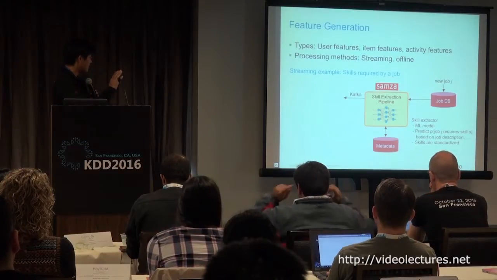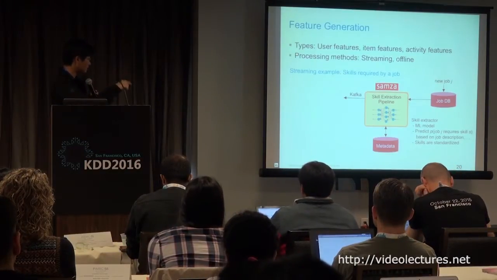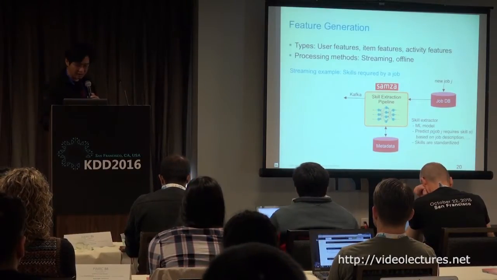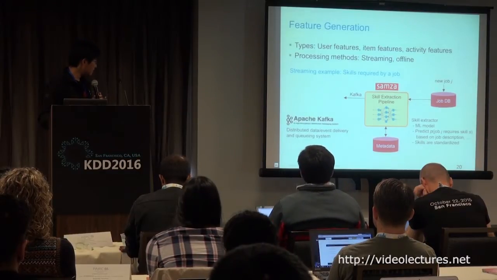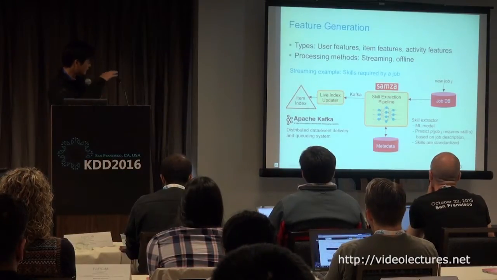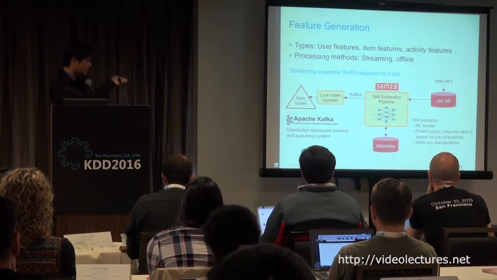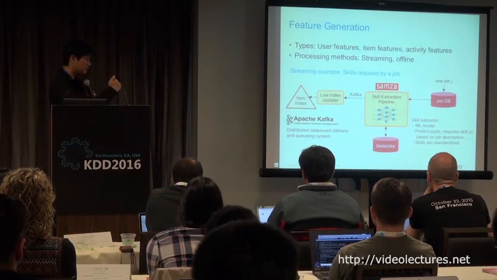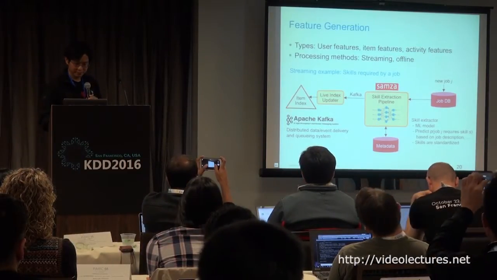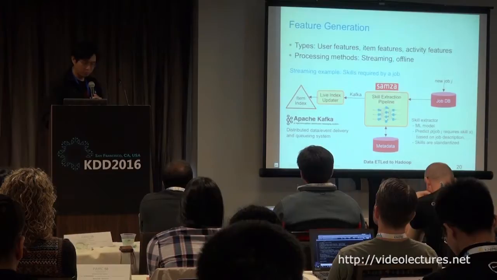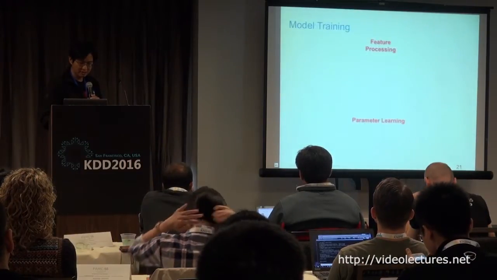After using this model to predict the skills for jobs, the result is sent to the Kafka delivery mechanism, which helps us deliver data and events to other systems. In this case, we deliver the item features, jobs being the items, to a live index updater, and that will ingest the features into the item index. And we also put all the data on Hadoop for further processing and analysis.